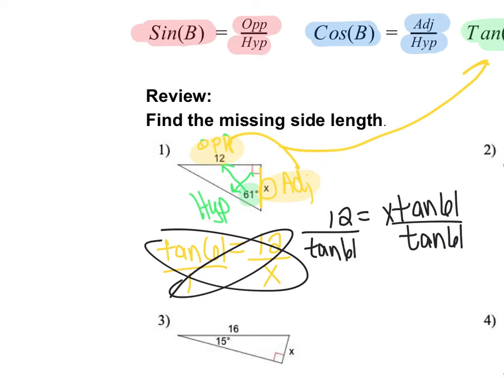So you're going to want to make sure you get into your Desmos scientific calculator and put 12 divided by the tangent of 61, and you should get 6.7. We're going to go ahead and round to the nearest tenth.